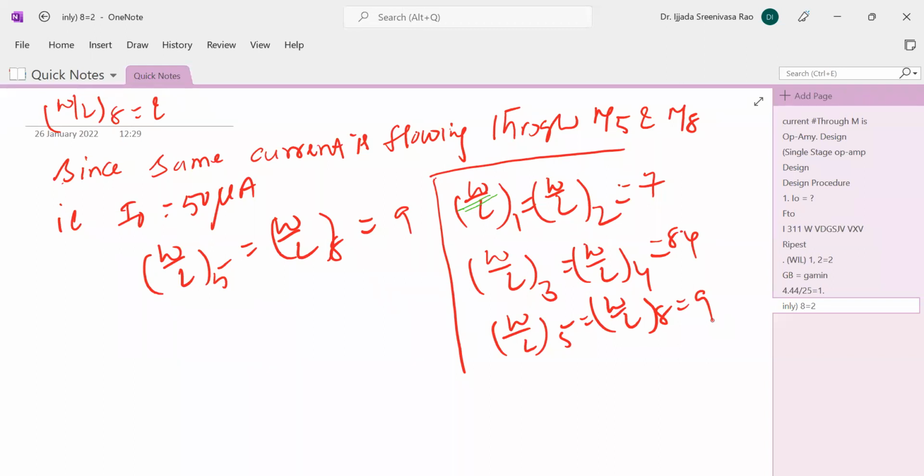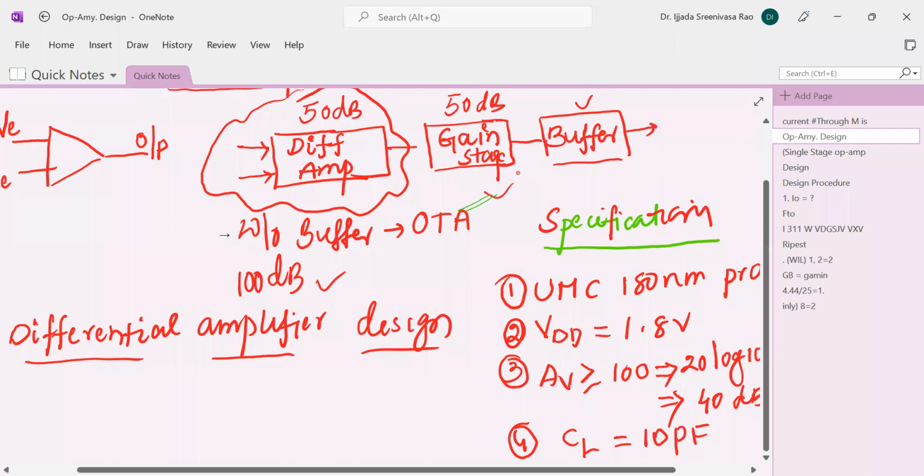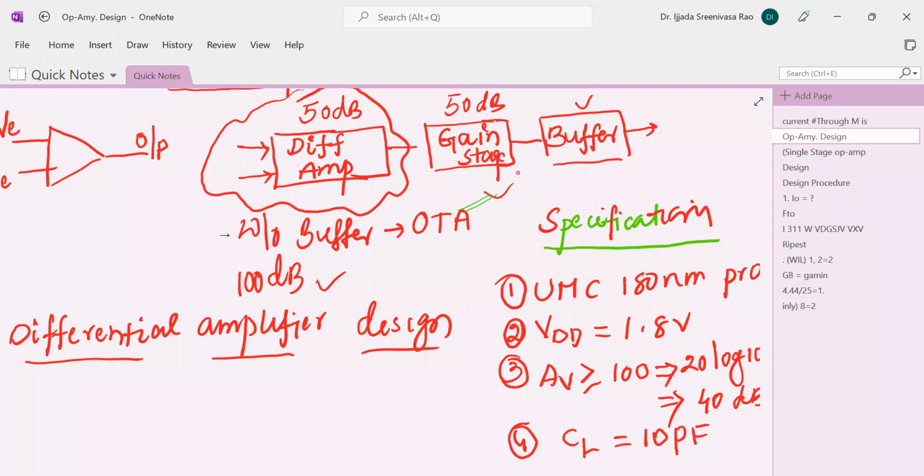So where is the remaining 60 dB? For that I need another stage. I want to add another stage, called the gain stage. One more stage I need to connect to this differential amplifier. Then this stage will get 40 and the other stage, at worst case, may get 40 or 50 dB. Then roughly the total may be 100 dB. Whenever the second stage is connected, it becomes the two-stage operational amplifier. Whatever design procedure we have discussed so far is only for the single stage op amp. The differential amplifier is nothing but the single stage op amp, only one stage. If you add one more stage, it becomes two stage, and you will get more gain. Understand?